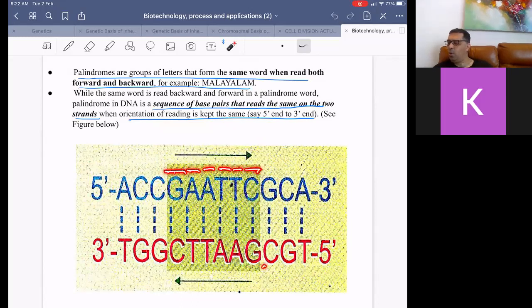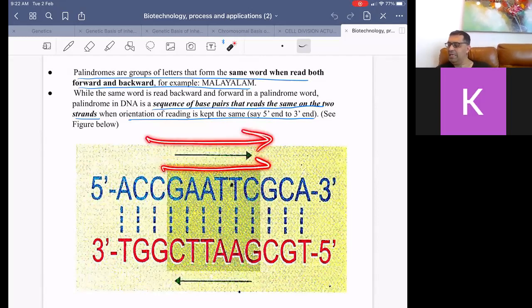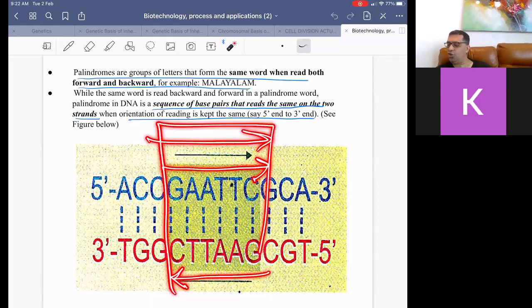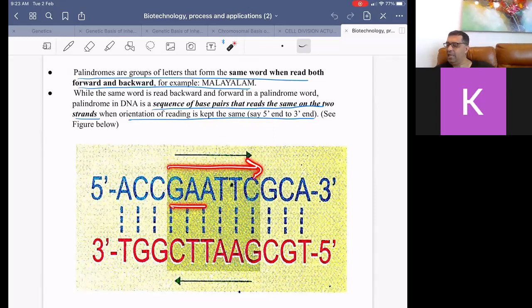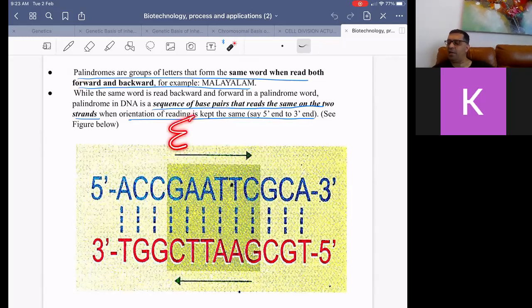Look at the complementary sequence. G-A-A-T-T-C. So, this is G-A-A-T-T-C, and this is G-A-A-T-T-C. Yaha forward reading mein G-A-A-T-T-C hai, yahan backward reading mein G-A-A-T-T-C hai, then this is called as a palindrome. इसे palindrome कहते हैं.